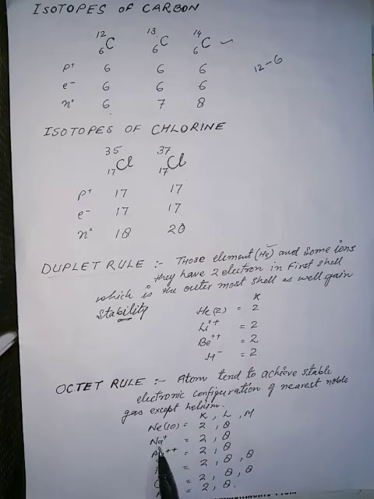Now Na plus: Na atomic number 11, after loss of 1 electron it becomes 2,8. Magnesium 12, after loss of 2 electrons it becomes 2,8. Potassium 19, after loss of 1 electron it becomes 2,8,8. Calcium 20, after loss of 2 electrons it becomes 2,8,8. Fluorine atomic number 9 gains 1 electron and attains octet, that is a stable electronic configuration. Please take the screenshot of this screen.